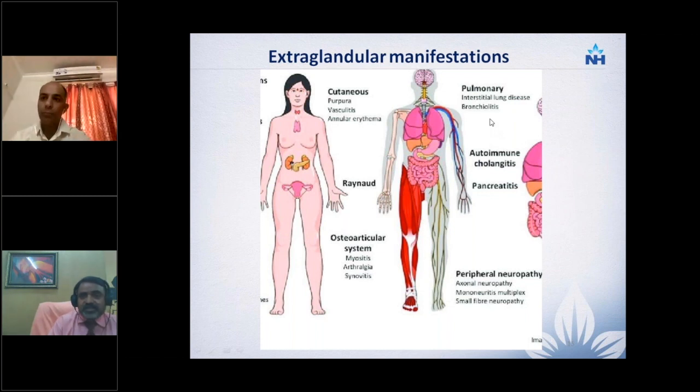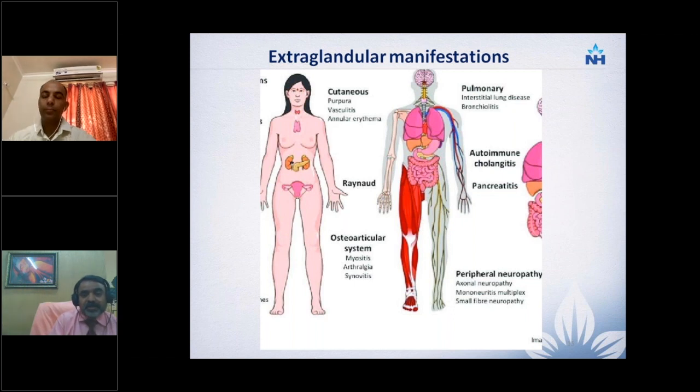In lungs, interstitial lung disease or bronchiolitis, especially this interstitial lung disease has an NSIP pattern or lymphocytic interstitial pneumonitis, so the LIP variety of ILD. And sometimes this patient may present with pancreatitis or autoimmune cholangitis. Whenever they present with autoimmune cholangitis, we should rule out primary biliary cirrhosis, because it is very common as secondary to primary biliary cirrhosis.